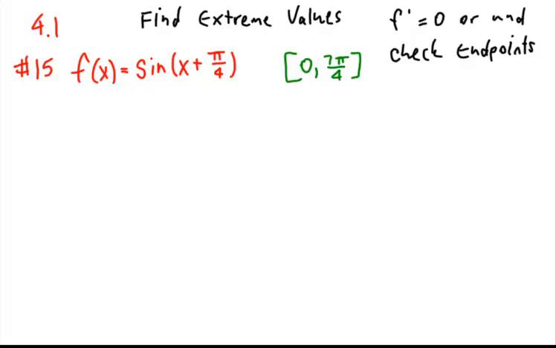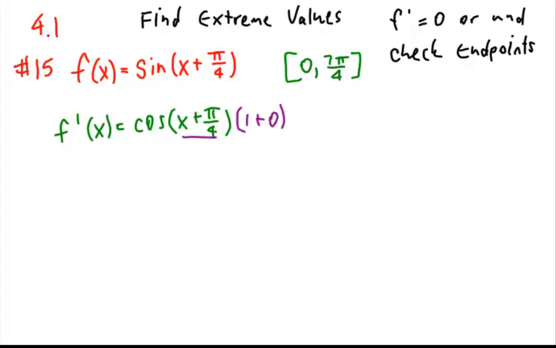So the derivative of this guy is cosine of x plus pi over 4 times the derivative of x plus pi over 4, which is not hard. The derivative of x is 1. The derivative of pi over 4 is 0. So basically we're just left with cosine of x plus pi over 4.